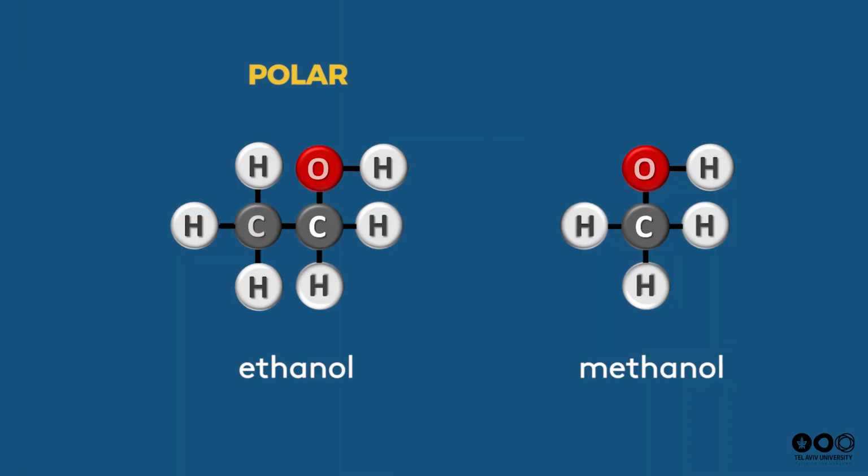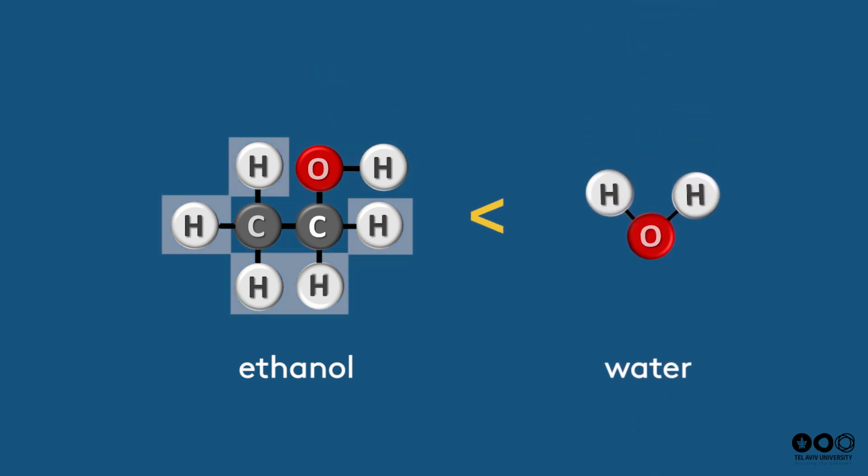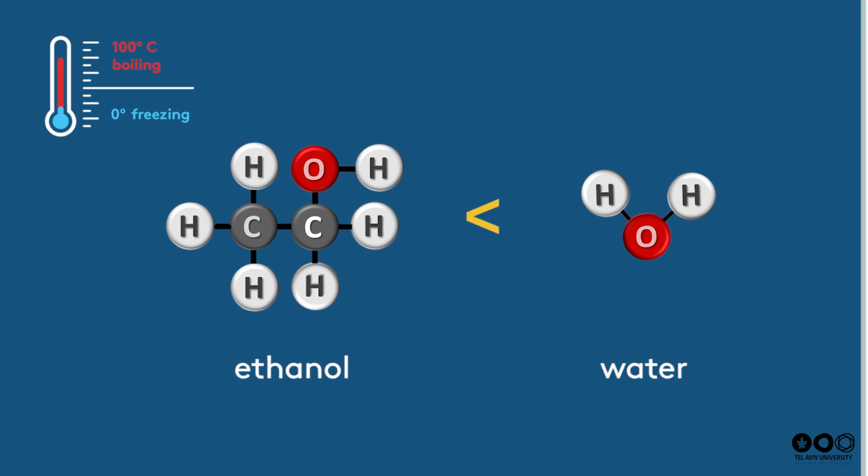Ethanol is polar due to the hydroxyl group, but it is less polar than water due to the extra carbons and hydrogens. This is why ethanol boils at a lower temperature, 78 degrees centigrade, and evaporates more readily than water. This is because there are fewer and weaker hydrogen bonds holding these molecules together. Carbon-containing molecules, organic molecules, can be more or less polar, depending on the number of polar groups they contain.